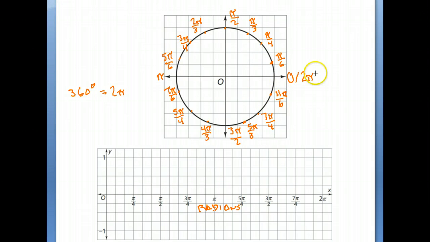Okay, so there are some simple ones. Let's draw those in first. We have a simple one at 1, 0 there, and then at the top we have 0, 1. The y-coordinate is 1, the x-coordinate is 0. Over at pi we have x is -1, y is 0. And then down at the bottom at 3 pi over 2 we have x is 0 again, and y is -1.